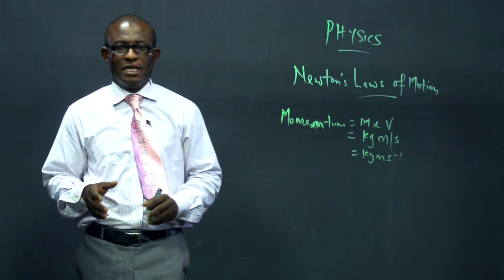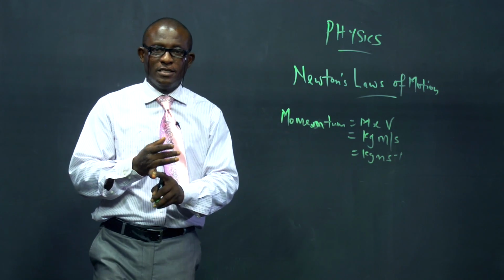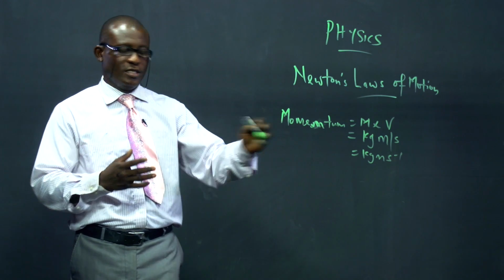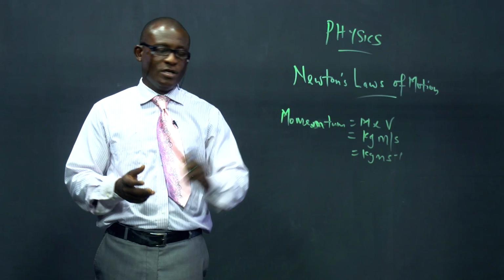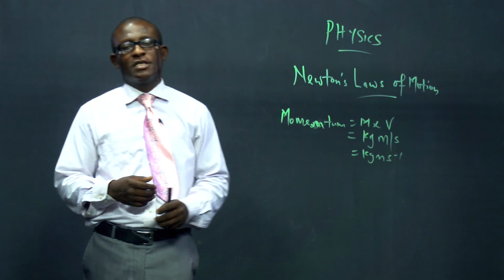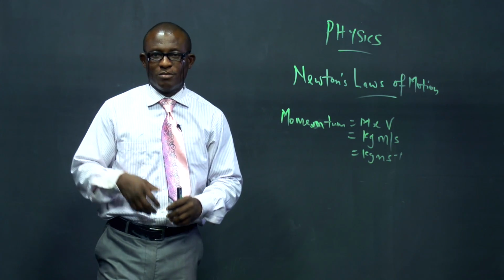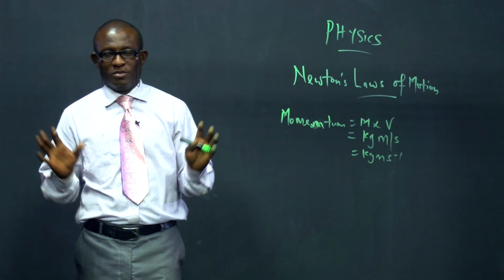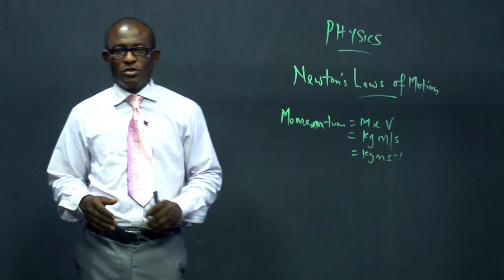If you are to define linear momentum, it is the product of mass and velocity of a body along a straight line. It is a vector quantity, that is one additional information, and the unit is kilogram meter per second. That is the unit of momentum. That is enough. Then we go to the next question.